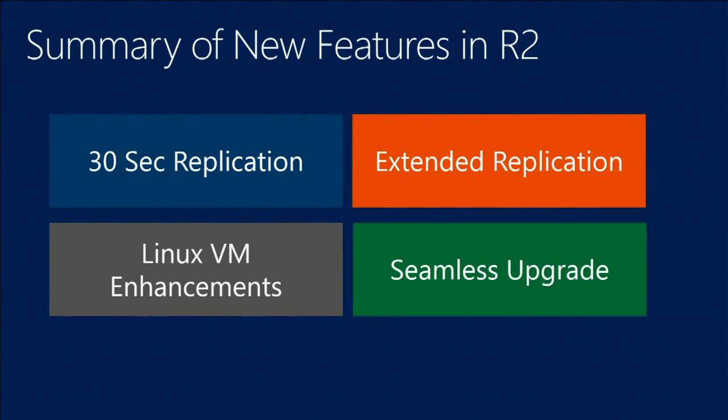And there was a reason for that, because we were trying to optimize across multiple VMs. How do you make sure that they don't get any starvation or any kind of contention in the network, right? But now we made performance improvements in R2 that enable you to replicate at 30-second frequency. Okay? That's one of the big improvements that we made.